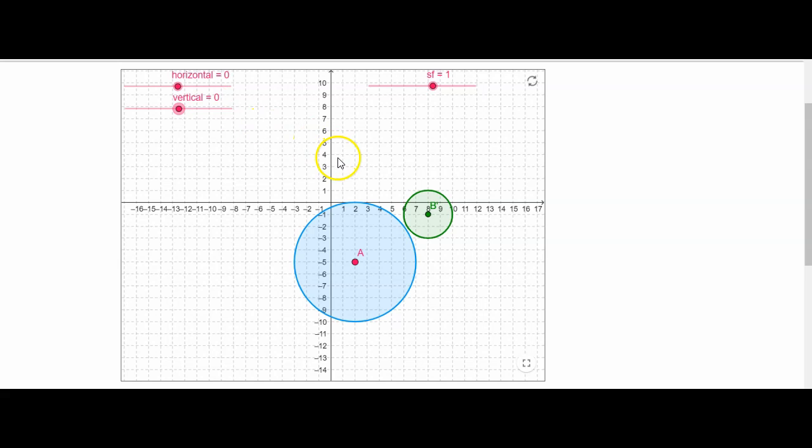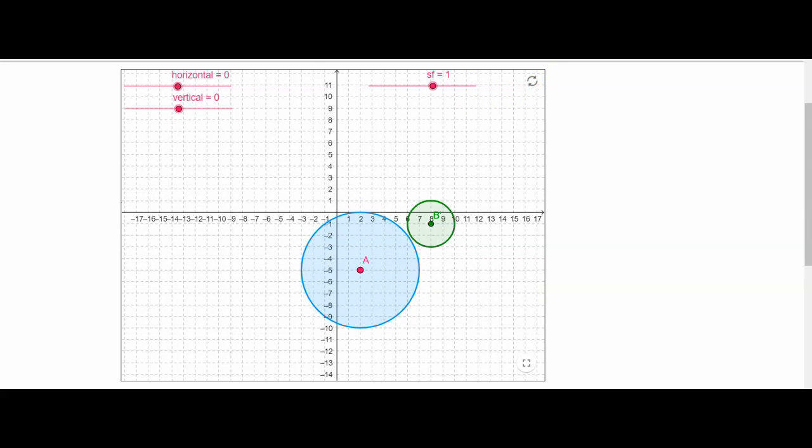Well, we could first start off by doing a translation. So I can move the green circle to the left. I can move it down until B was mapped onto A. And then I would need to use a dilation because I need to enlarge the green circle. So my scale factor would need to be greater than 1. And I would just make it until they were the exact same size, like that. So I have mapped the green circle onto the blue using a translation and a dilation, which means that these circles are similar.